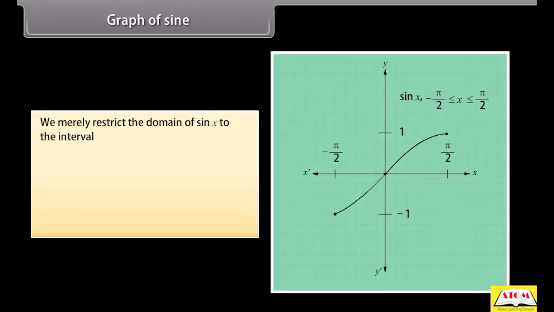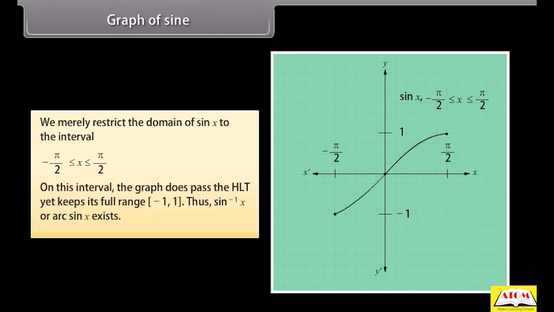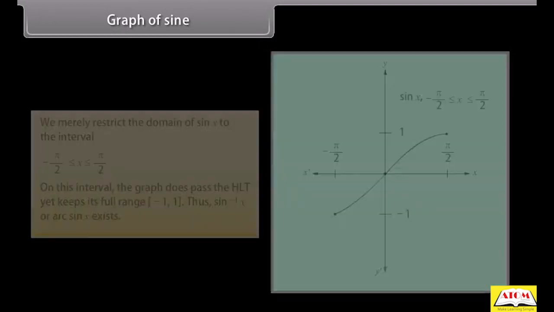Easily, we merely restrict the domain of sin x to the interval -π/2 ≤ x ≤ π/2. On this interval, the graph does pass the HLT, yet keeps its full range [-1, 1]. Thus, sin⁻¹ x or arcsin x exists. This is not the graph of sin⁻¹ x. It is merely the part of the sin x function that is used to graph the inverse sine function.